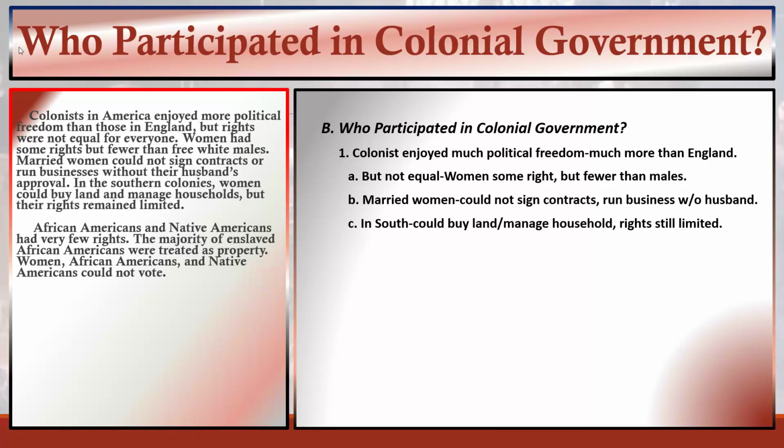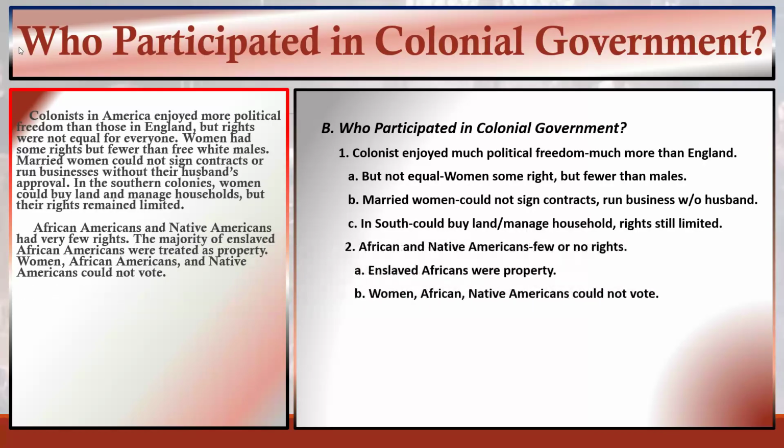The thing I noticed right away is that they don't have the same rights. African and Native Americans had few or no rights. Enslaved Africans were property. Women, African, and Native Americans could not vote. I should point out that even free Africans or free African Americans who were freemen still were treated as second-class citizens, for the most part could not vote, and were often segregated from the white communities. So that was even true before the concept of segregation existed. Something to keep in mind.